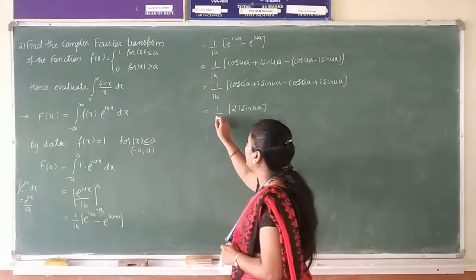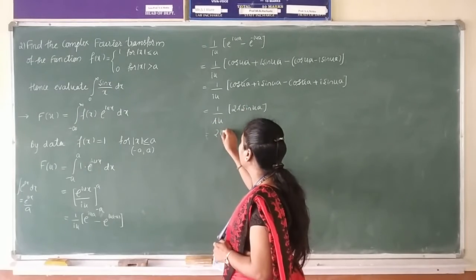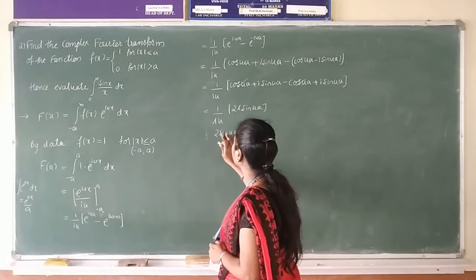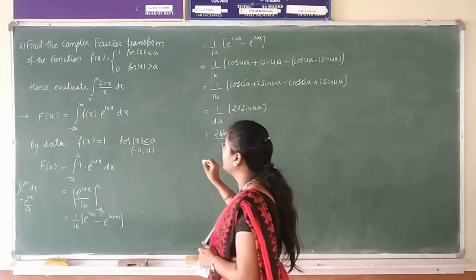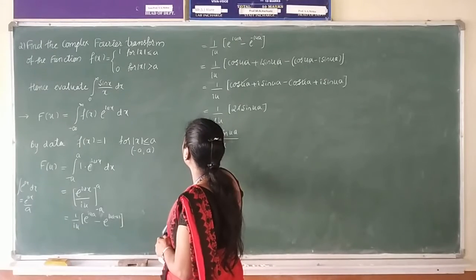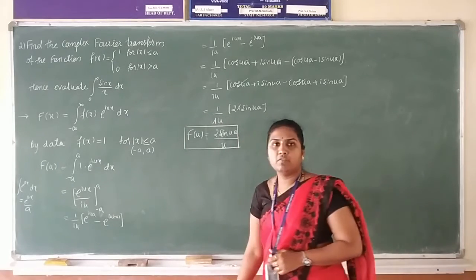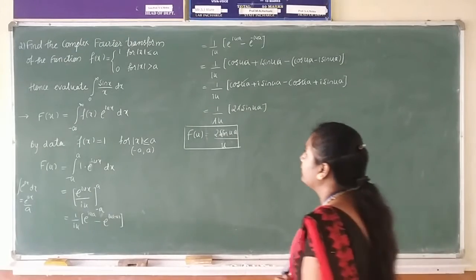Next, again the i cancels. We are left with the answer 2 sin ua upon u. This is nothing but the required Fourier transform for the given function. This is one part of the solution.